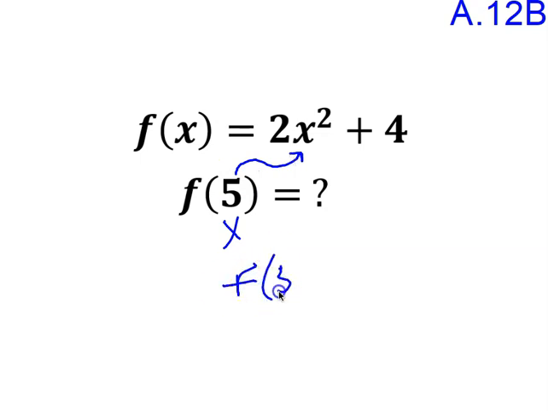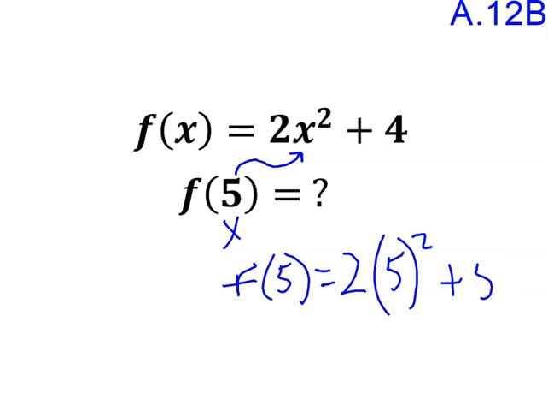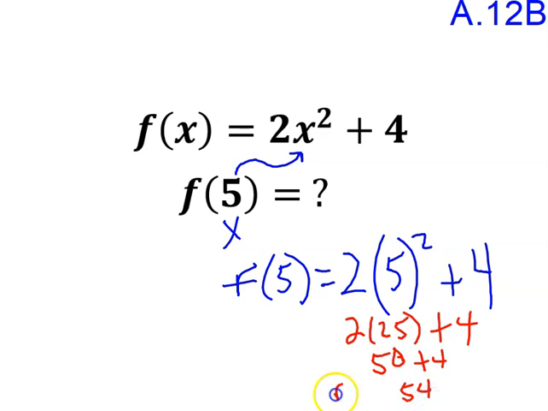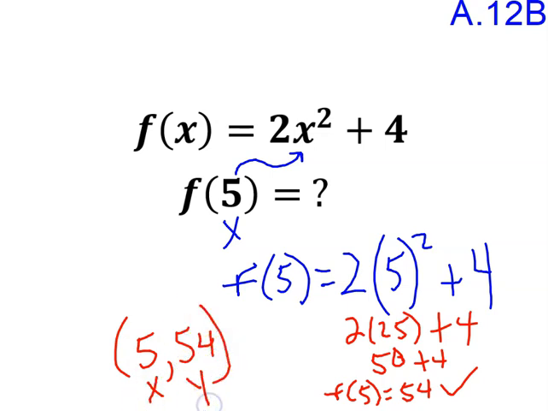So f of 5 equals 2 times parentheses, this is where parentheses come in handy, squared plus, well, in this case, 4. All right, and so we know order of operations, we're going to do the exponent first, so 5 squared is 25. So I can say 2 times 25 plus 4, and 2 times 25 is 50, and 50 plus 4 is 54. So f of 5 equals 54. And again, if you want to rewrite it, you could say for my input value of 5, I get an output value of 54. So this x value is that y value.